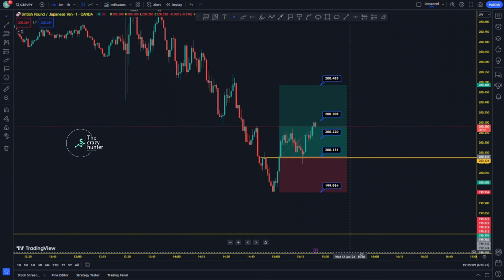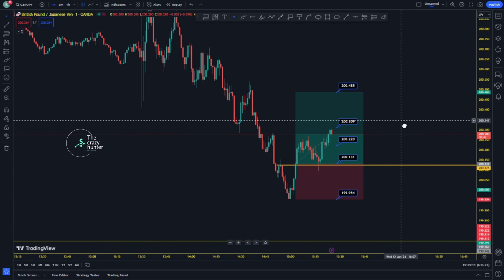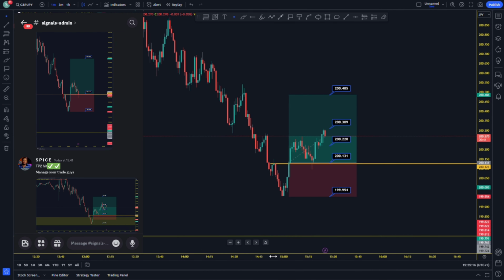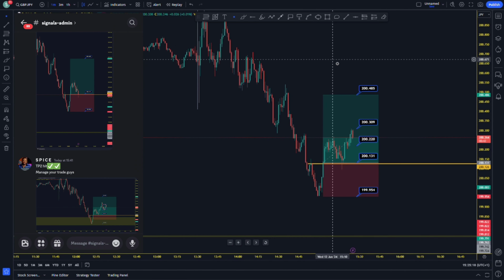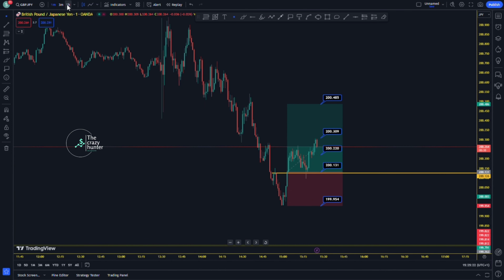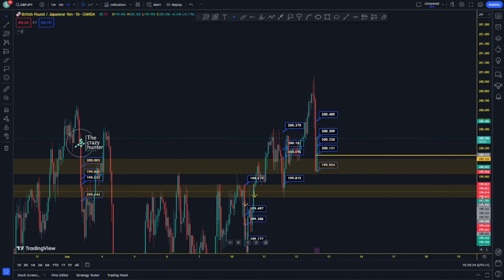Okay guys, so we are currently on this trade. I also called this one out on the Telegram and on the Discord group with the guys in the group. What we saw is really simple, so let's go to 1 hour so I can show you.